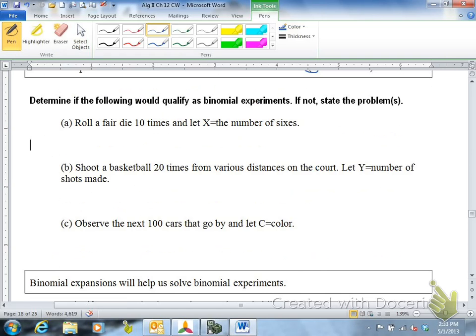Okay, so determine if the following qualifies as a binomial experiment. You roll a fair die 10 times, let X be the number of 6s. First for B, binary, you have success and failure. Success is getting a 6. Failure is not a 6.